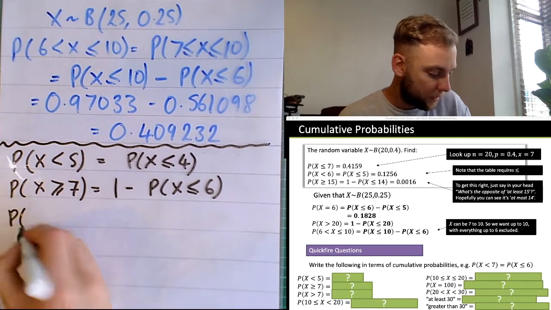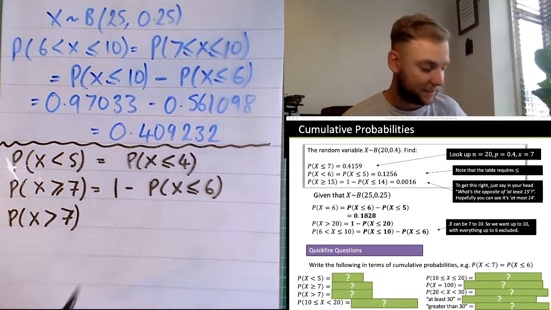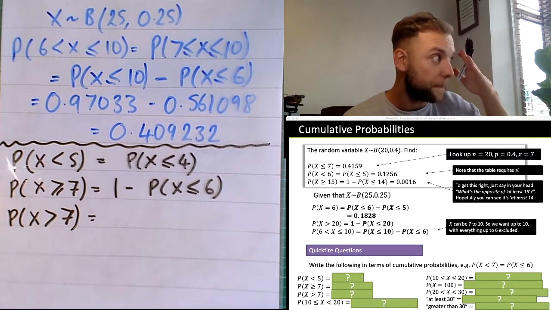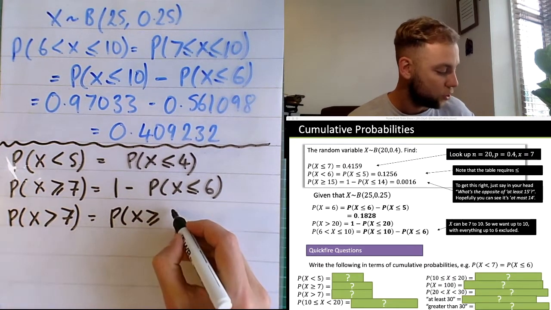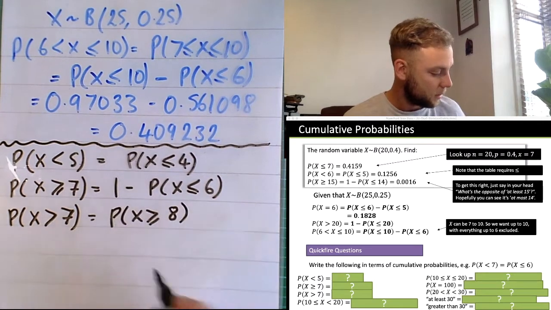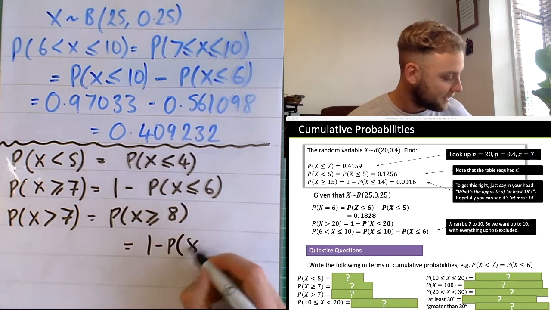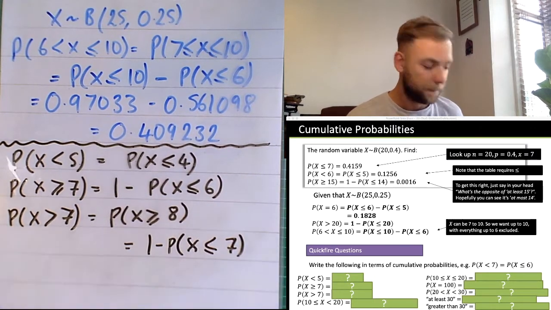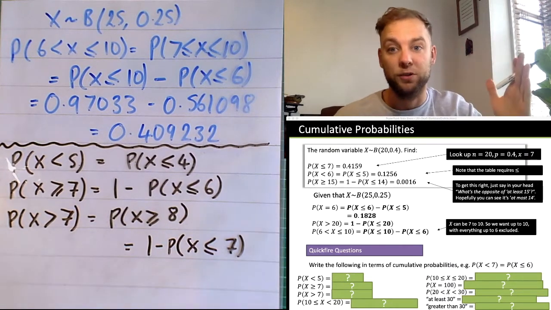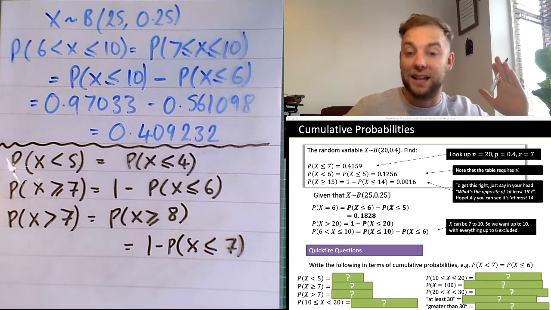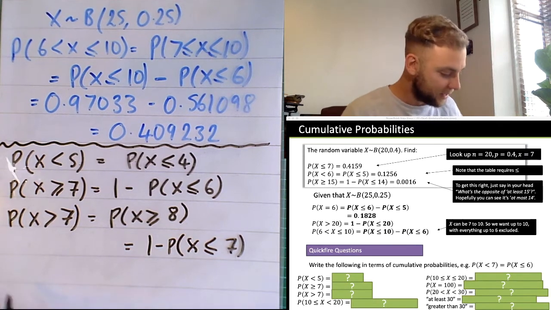This one here, the probability that x is strictly greater than 7. Well, if it's strictly greater than 7, we know because it's discrete data, this is the same as saying the probability that x is greater than or equal to 8, which is the same as saying 1 minus the probability that x is less than or equal to 7. Okay, so there's just a few steps in there. Greater than 7 means greater than or equal to 8. Because I want it less than, because that's what I can do in my calculator, it's 1 minus everything below that.